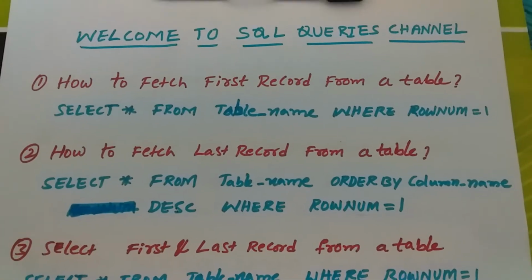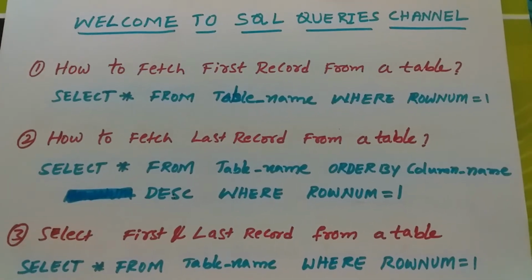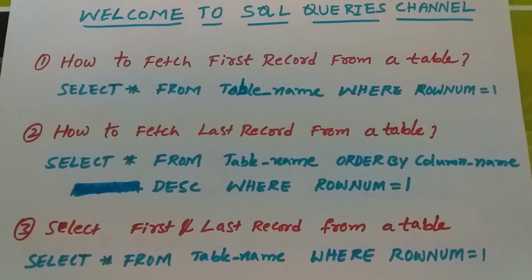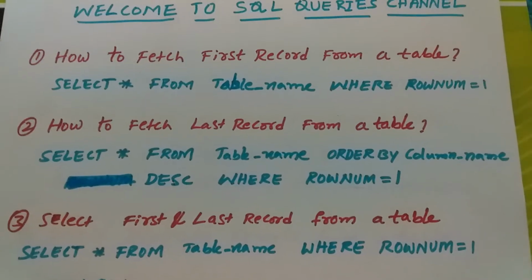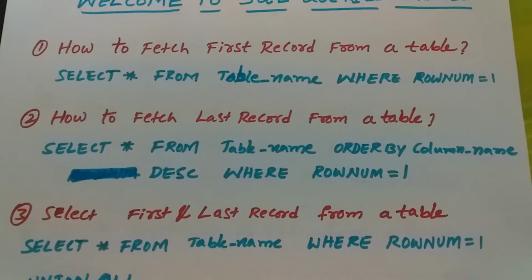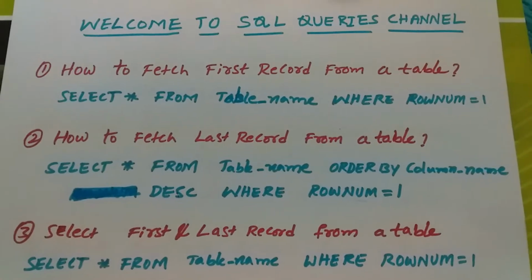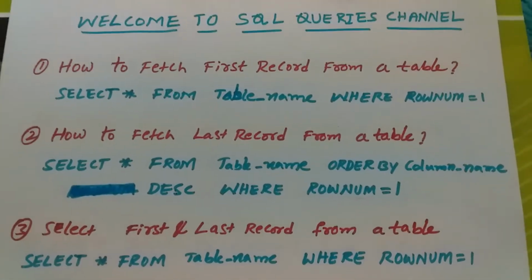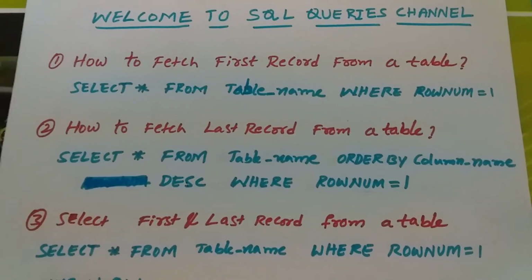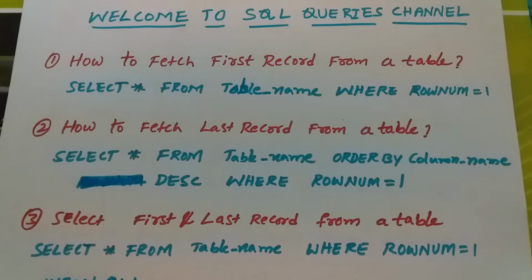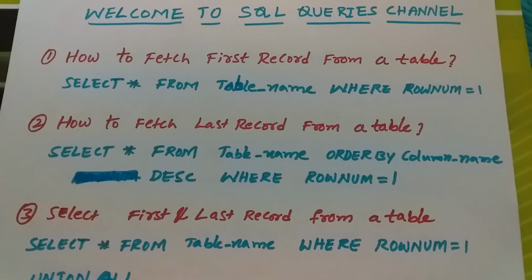Today I would like to share some SQL queries. So let's get started. The first one is how to fetch the first record from a table. For this the query will be: select star from table_name where rownum equal to 1. Here, in table_name you can specify the name of the table which is already created, and here I use the keyword rownum in order to find out the record number. So with this query we can retrieve the first record from a table.